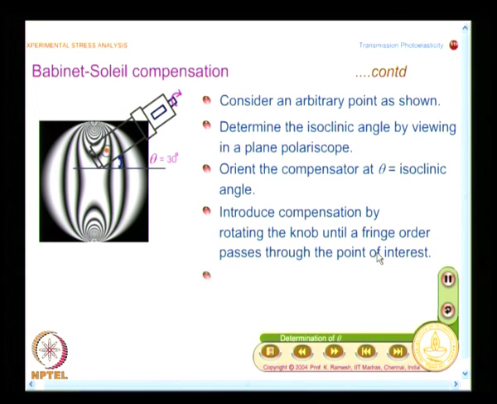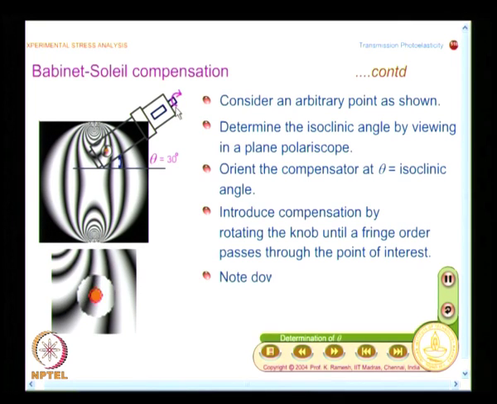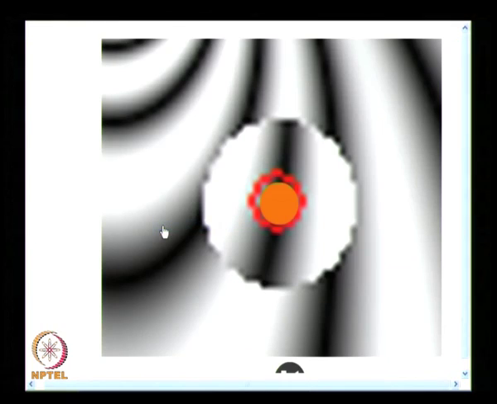So, that is what is shown. You are rotating this knob and you have this in the field of interest, I have a fringe that passes through the point of interest. And we would have an enlarged view of this, and I will do the compensation again.